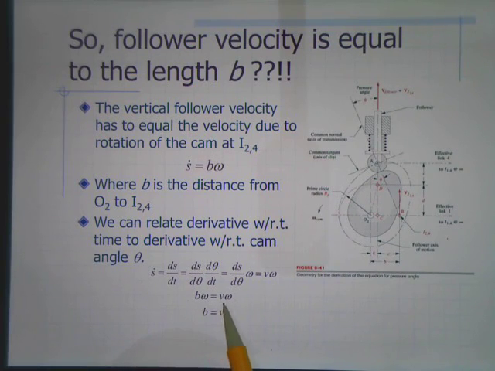So b omega is equal to v omega. Well, our omegas cancel, and what we end up with is that b is equal to v. And so what we have here is that this distance ends up being equal to the velocity of the follower if that velocity is written with respect to cam angle theta. And so, for example, your v could be inches per radian, and that's of course equal to something, a dimension in inches here.